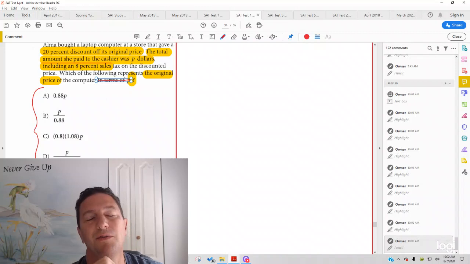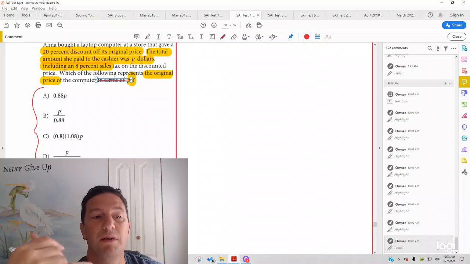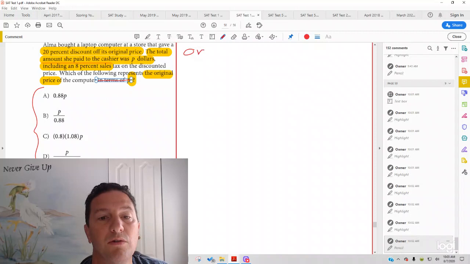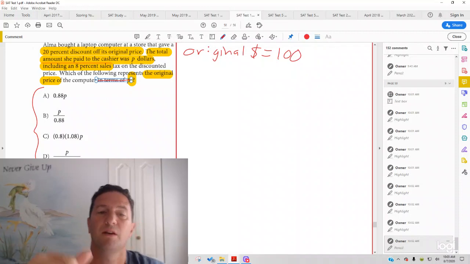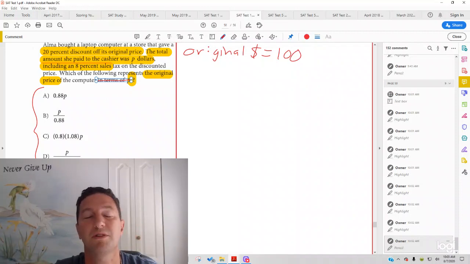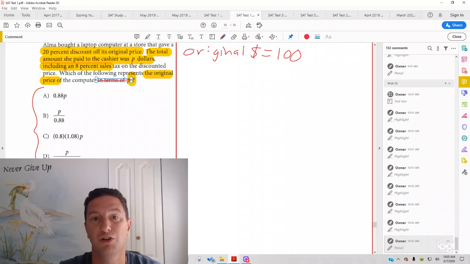Number one, if it's a percent problem, what's the best number to pick? The best number to pick is 100, because if something's $100, it doesn't tell you what the original price is. We're going to make the original price $100. If it's $100, let's say it increased 20%, now it's $120. Here it says it's a 20% discount, so we know it's $80.